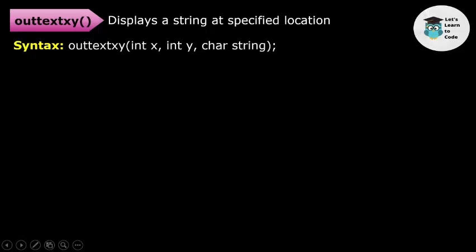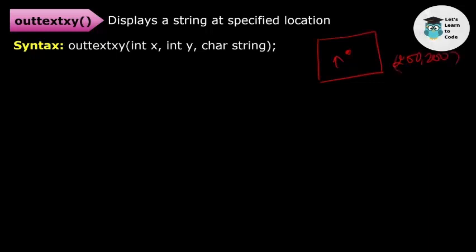The next method is the outTextXY method. In the previous method, that is outText, we can display anything in graphics mode at the current mouse pointer. But using outTextXY, we can display the string at a particular position. Suppose you want to display your name at the 200, 200 coordinate, then you need to write outTextXY 200, 200 and your name within inverted commas, followed by parentheses and semicolon.